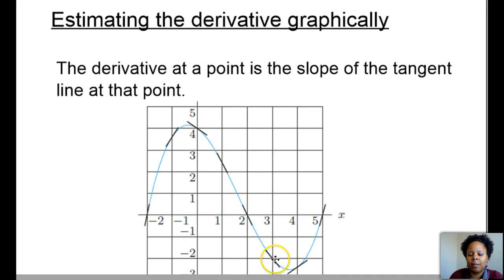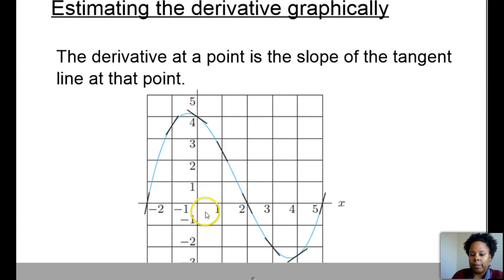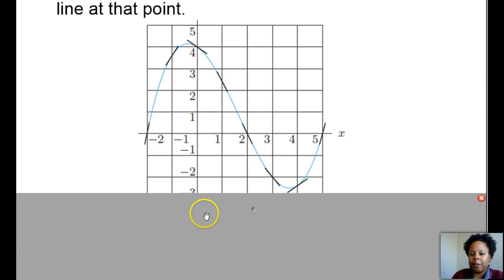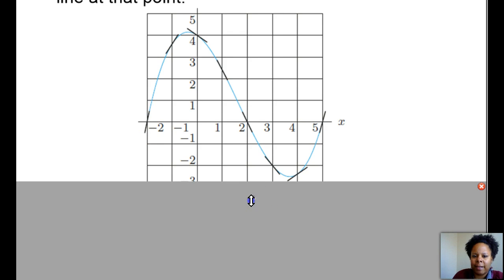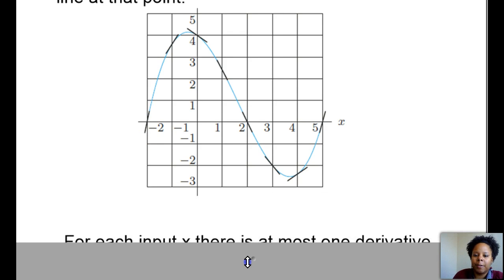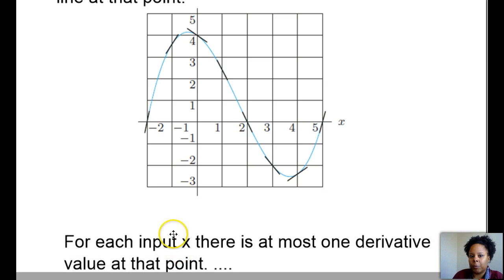And after I draw the mini tangent lines at each of these points, then I can calculate the slope of the tangent line, and I will get different values for the different points. But I want to point out here that it's going to be impossible to get more than one slope value of a tangent line at one point. So basically, for every x value, one derivative value at that point. In other words, there's going to be at most one slope value at that point.